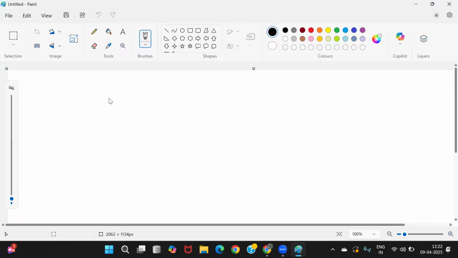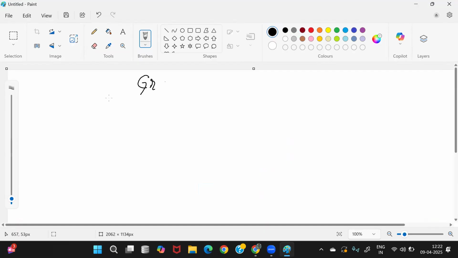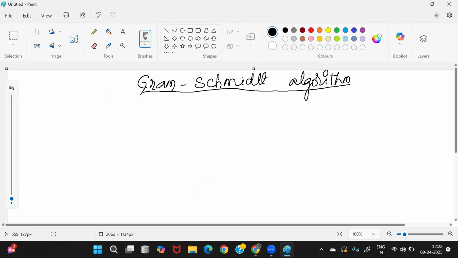Topic for today's discussion is the Gram-Schmidt algorithm. It converts vectors into orthonormal vectors, which have many applications in machine learning.